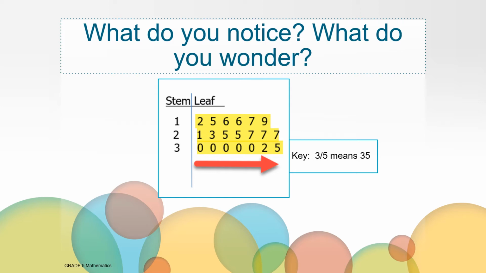I also noticed that there are digits that are repeated in the horizontal rows, but are not repeated in the vertical stem. I counted 2 6s in the first row, 2 5s and 3 7s in the second row, and I counted 5 zeros in the third row. Finally, I noticed that there's a key over here to the side. I wonder what this data could represent. What are you thinking the data could represent?